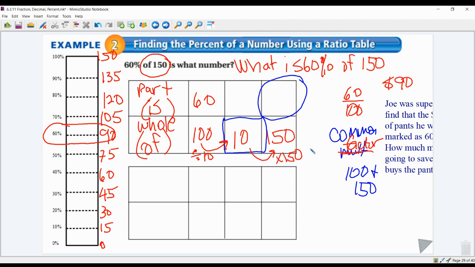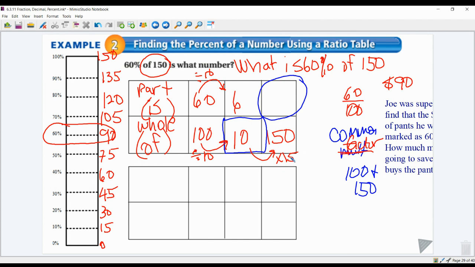So when I figure out the pattern on the bottom, multiply by 15. When I figure out the pattern on the bottom, I use that because I need to complete the same pattern on the top. I'm going to divide by 10. Oh, it's easy to divide by 10. The decimal moves over one place and I get 6.